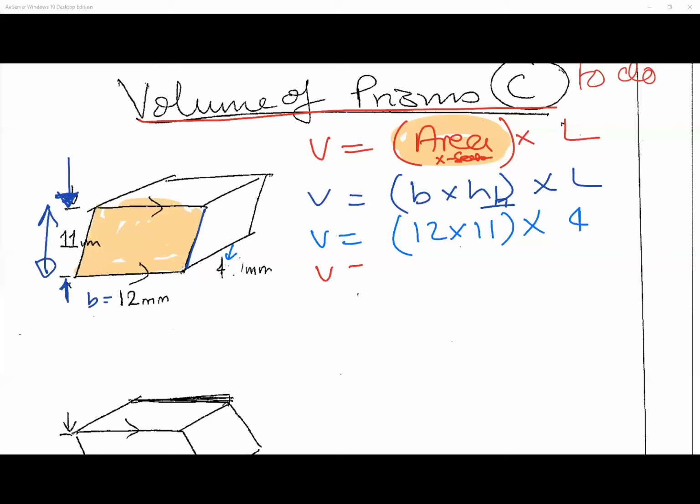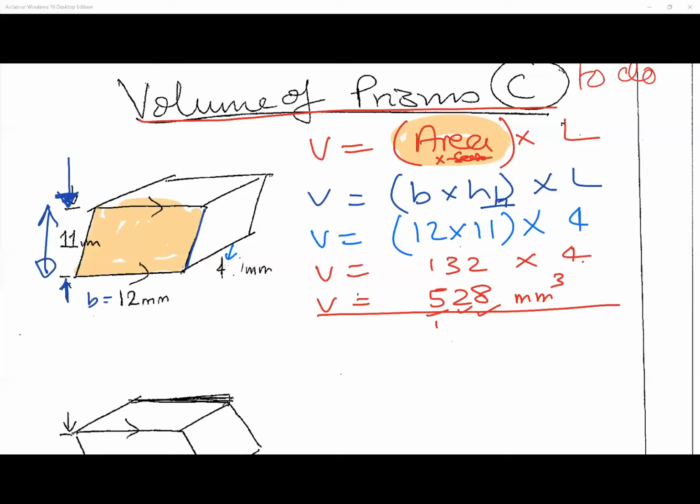Okay, next. So, Ariana, what's the answer? What's 12 times by 11? 132. What's 132 times by 4? 528. Let's check. 4 times by 2 is 8. 3 times by 4 is 12. Yeah. So, it's 528 what? Centimeters cubed. Millimeters cubed, remember, yeah? Oh. So we're starting off with millimeters. Everything is in millimeters, so the answer will be millimeters cubed.